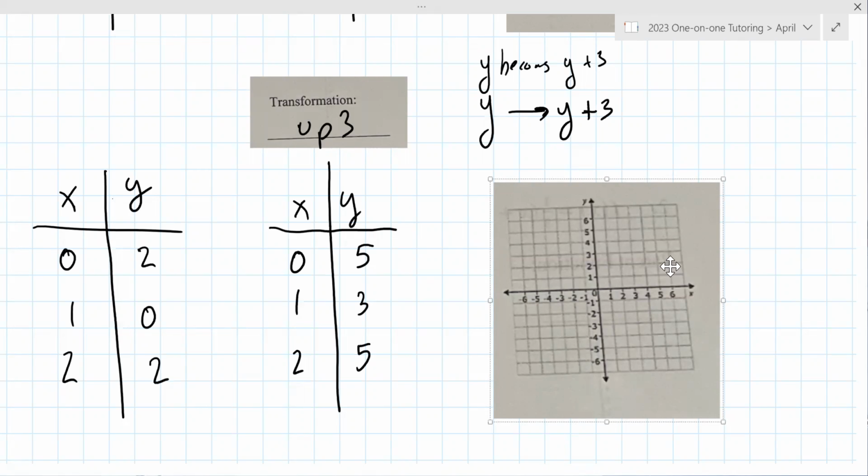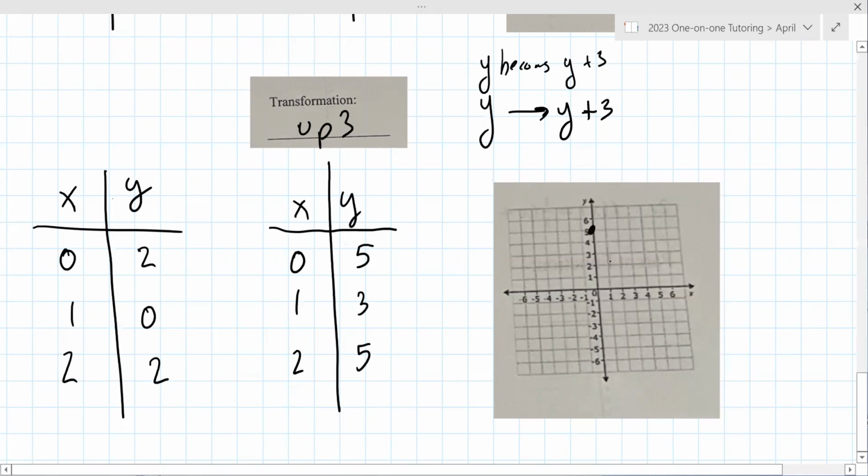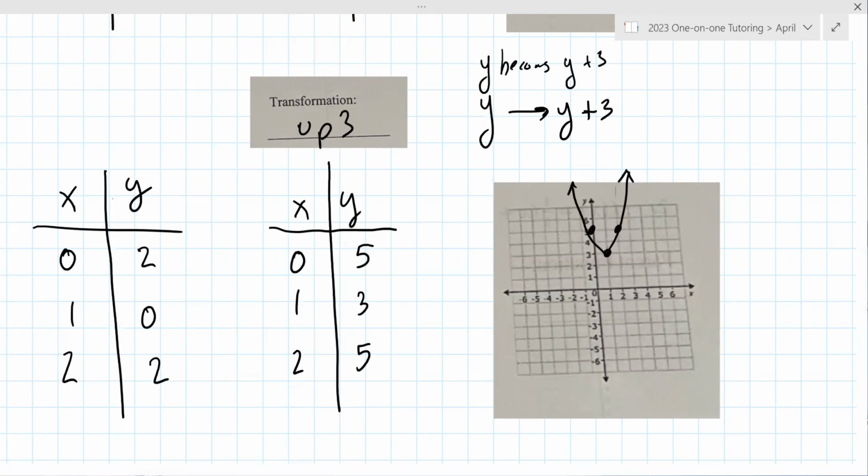Okay. Got it? All right. So this is 0, 5, 1, 3, 2, 5. Should look something like that. All right. So let's see if we can get one more problem done today.